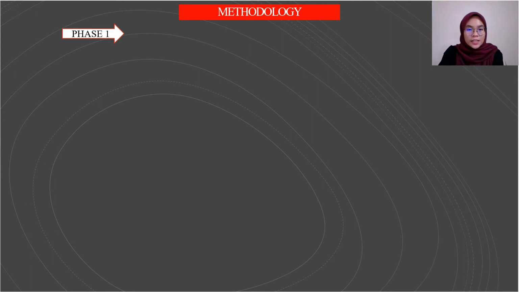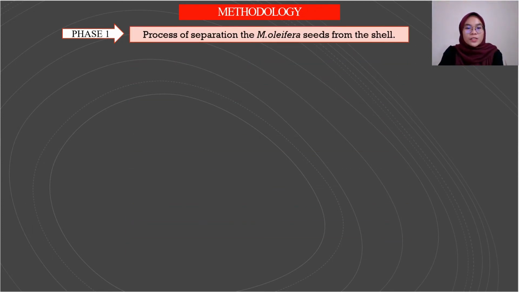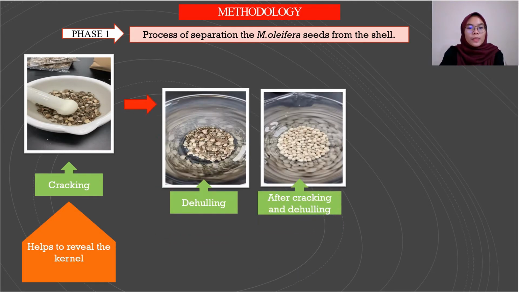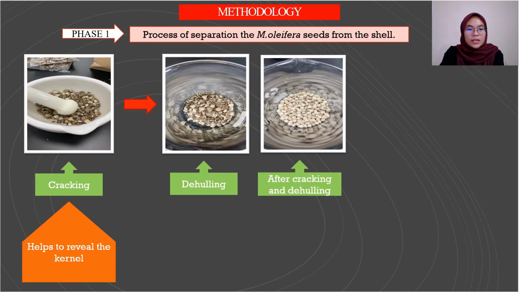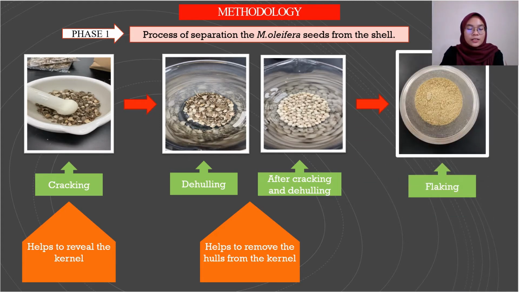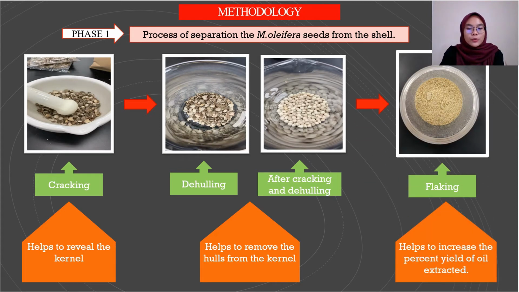Okay, this slide is about methodology. For phase 1, the process of separating the Moringa Oleifera seeds from the shell. First, cracking. The purpose is to help reveal the kernel. Then, dehulling. The purpose is to help remove the hulls from the kernel. After that, flaking. The purpose is to help increase the percentage yield of oil extracted.